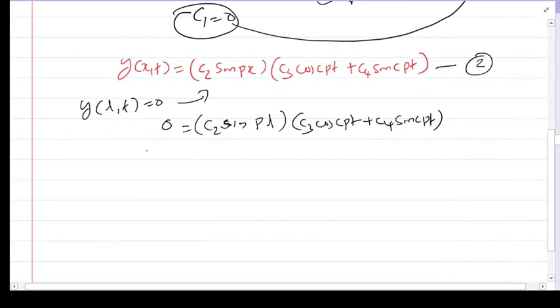Now there are two conditions. We already have c1 equal to 0. If c2 is also 0, what happens? The solution will always become 0.